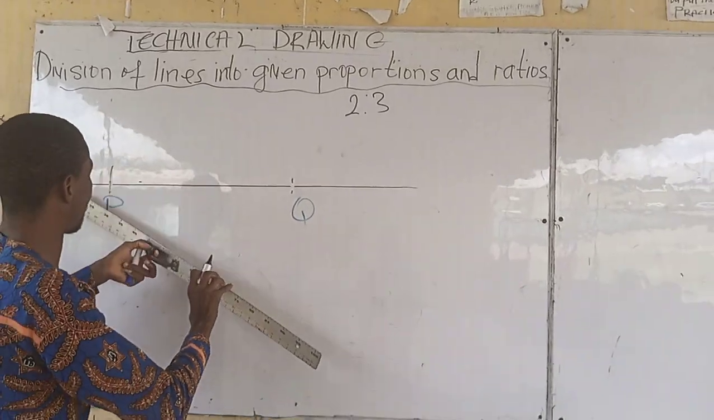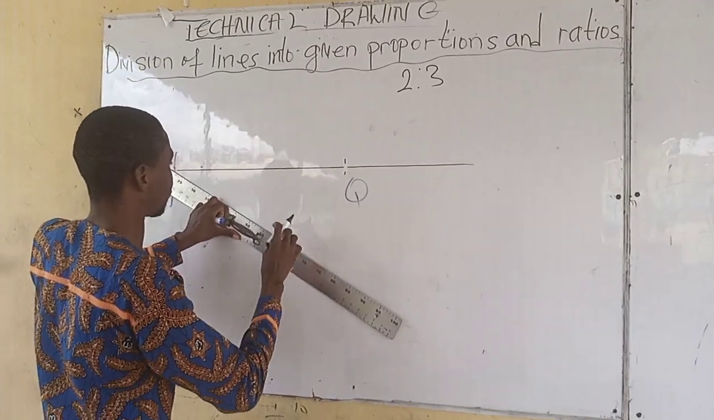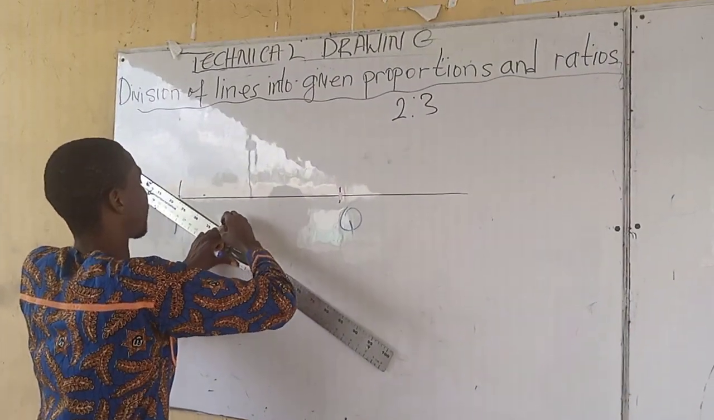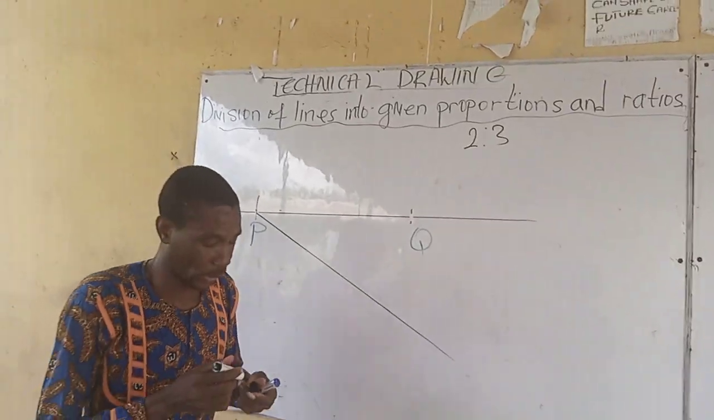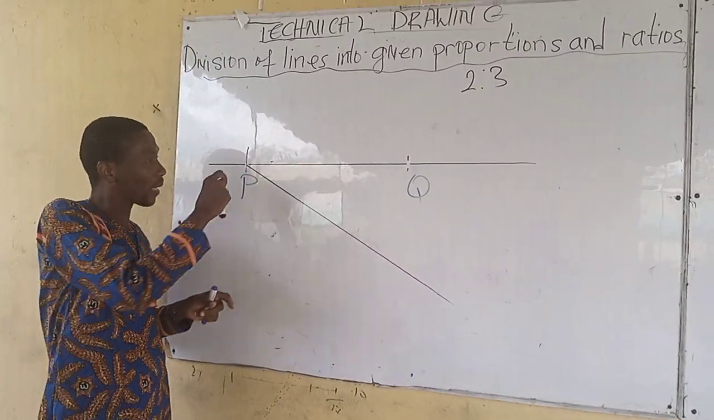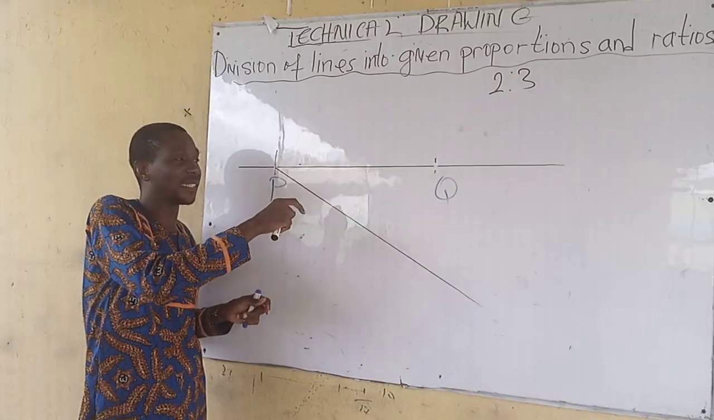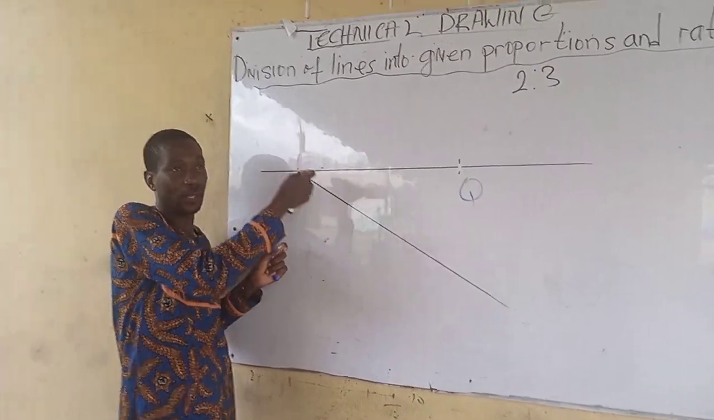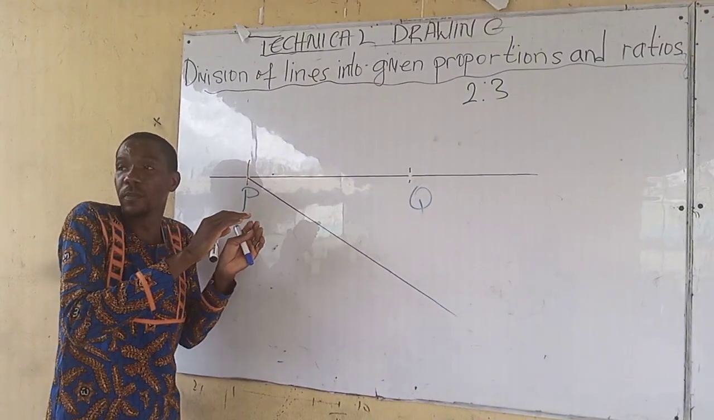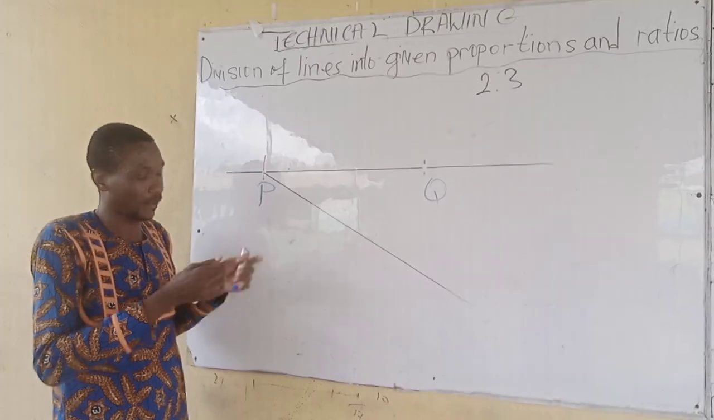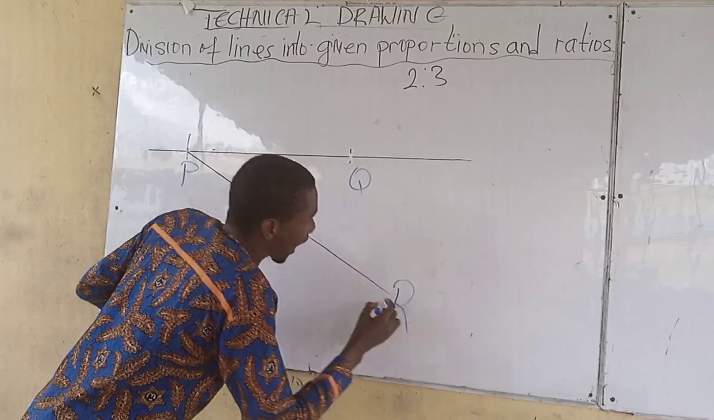With the help of your ruler, draw another line like this. As I said earlier, the angle from here to this side should be less than 90 degrees. If you have a protractor you can measure it. The angle should be less than what? 90 degrees.